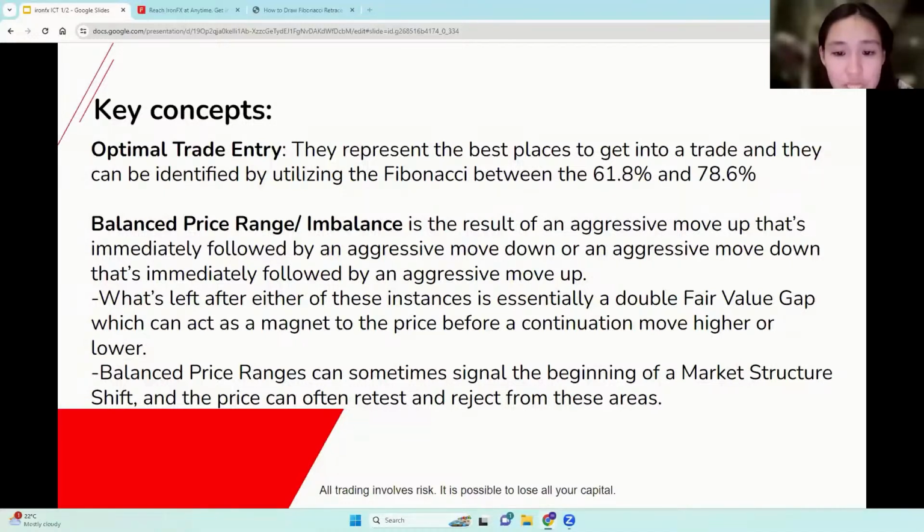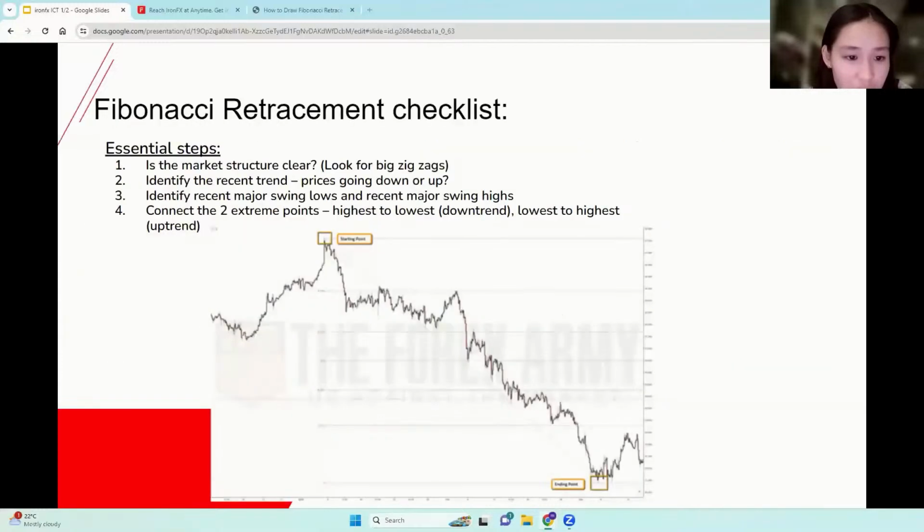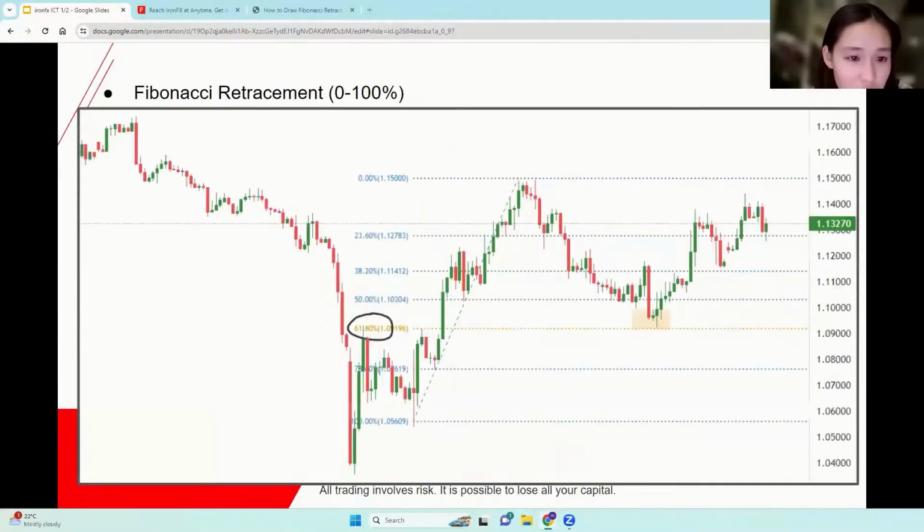For an uptrend, do we start the Fib 0 at the bottom or the top? Okay, I'll show you in a bit. Something like over here, we would draw your starting point here and then your ending point would be here. So your 0% would be at the top.